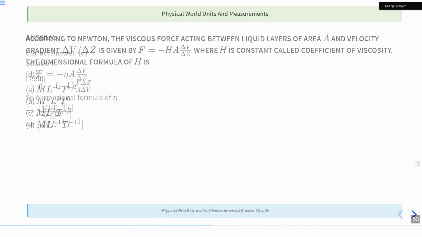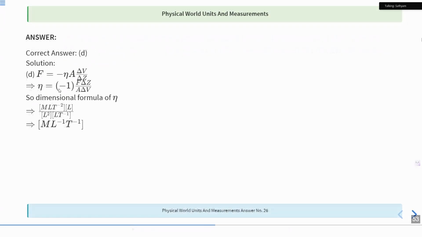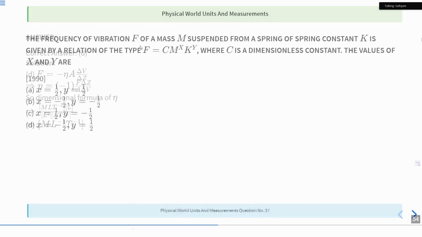This is the solution. You have to derive eta from F. The dimensional formula of F you know already, and delta Z and delta V you already know. Fine. Next question.